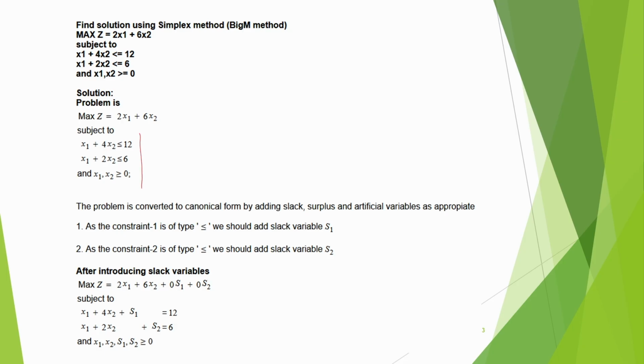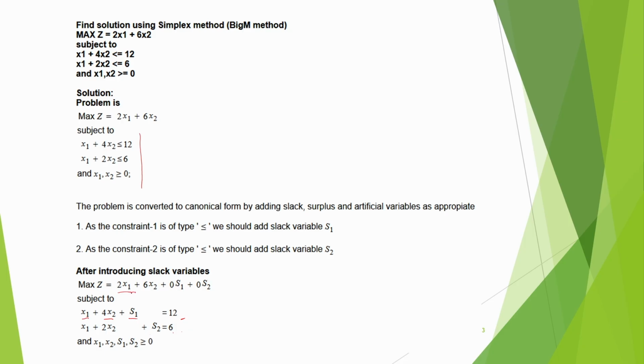Now here the constraints are of smaller or equal to type. So I can introduce the slack variables. It is very easy. I need not even use the big M method or the two-phase method. It is very simple because it is of smaller than or equal to type. So I just change it into the standard form. I say x1 plus 4x2 plus s1 is equal to 12, because it was less than 12, so I added plus s1. Then x1 plus 2x2 plus s2 is equal to 6. And x1, x2, s1, s2 greater or equal to 0.